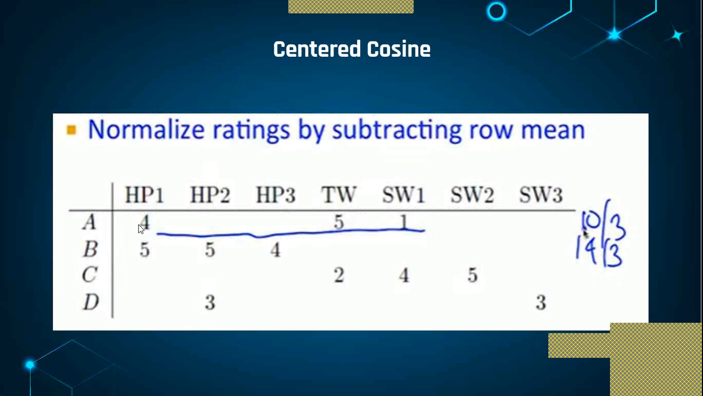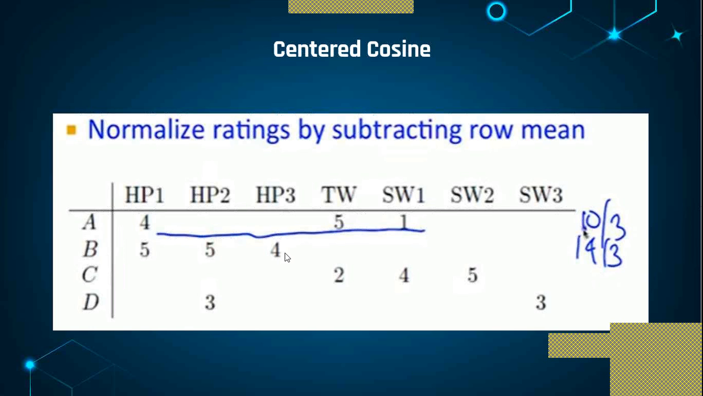The ratings given by user A are 4, 5 and 1. So here I am adding all these ratings, that is 4 plus 5 plus 1, which is 10. Similarly for user B, that is 5 plus 5 plus 4, which is 14. And how many ratings are they giving? User A gives ratings for 3 movies, so that is 10 by 3. And user B gives ratings for 3 movies, that is 5, 5 and 4.